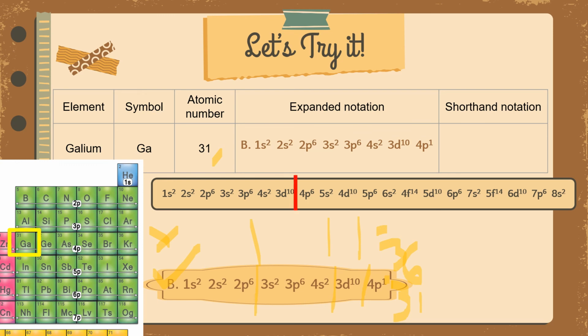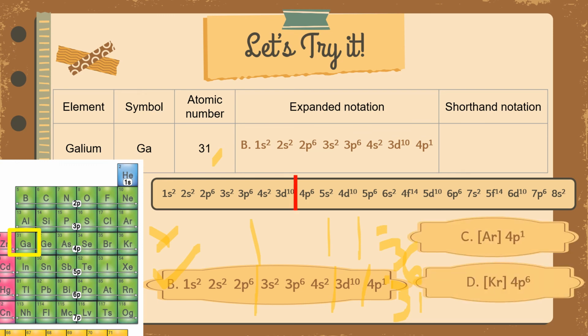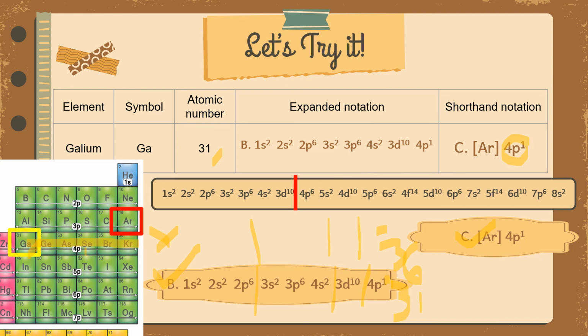For the shorthand notation, we have here some choices. First, identify the noble gas before gallium. The noble gas before gallium is argon. As you can see in the choices, the one with argon is letter C. For the 4p1, it is because gallium is included in the fourth energy level or fourth period and in the P sublevel. It belongs to group 3A of our periodic table, so it has three valence electrons. That's why we have one here.